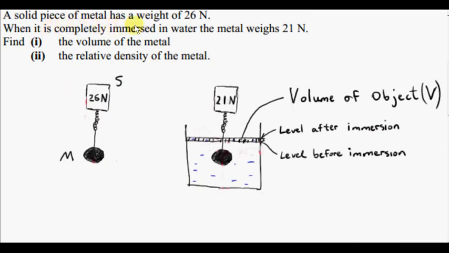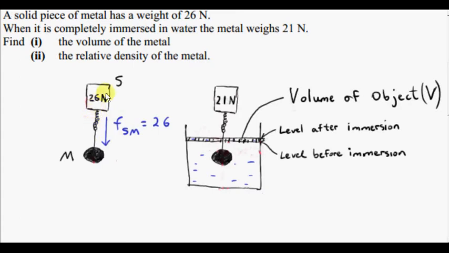A solid piece of metal has a weight of 26 newtons. When it is completely immersed in water, the metal weighs 21 newtons. We want to find the volume of the metal. Now, before we answer this problem, I just want to explain the reading on the spring balance. I want to show where that comes from.